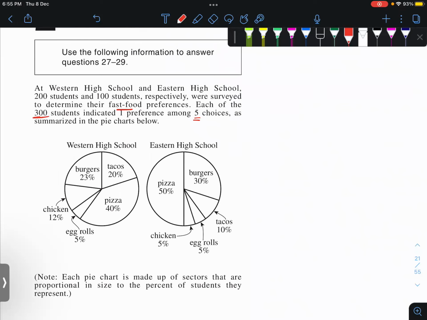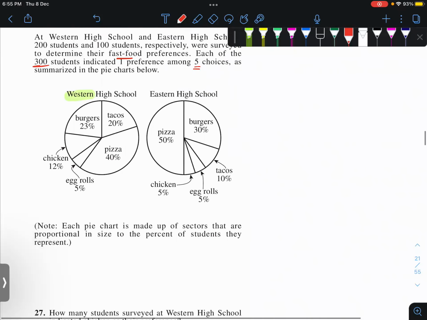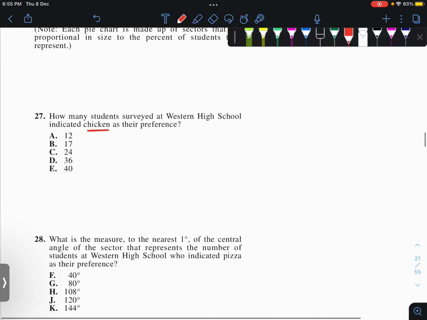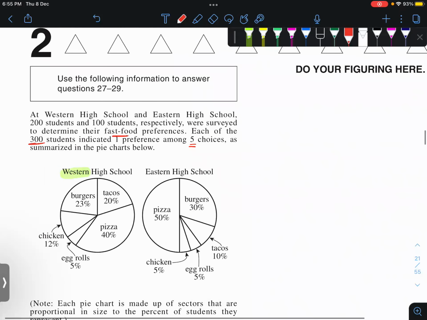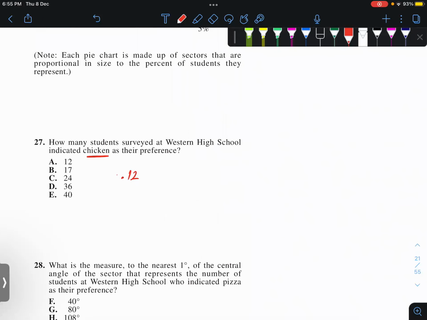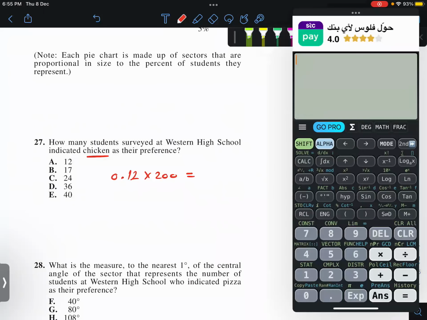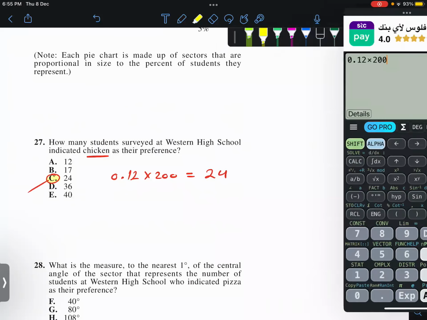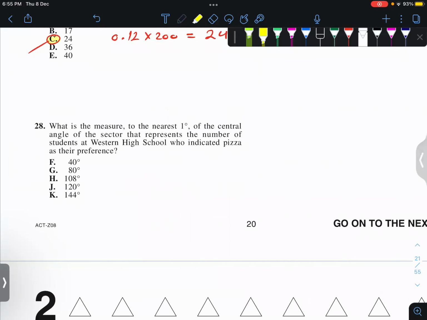In Western here, we have to do the chicken, which is 12%, and we have 200 in all. So 12% times 200, and then on the calculator 0.12 times 200 is 24. So the answer is C. Easy, easy, sure.